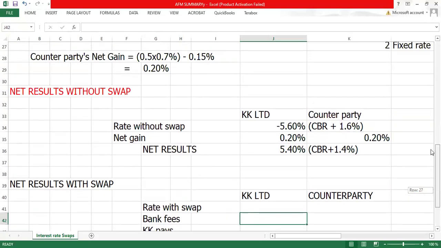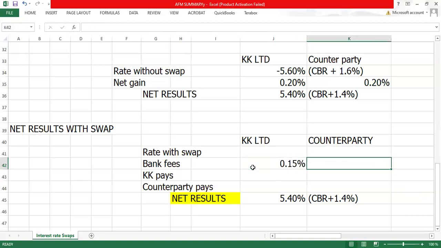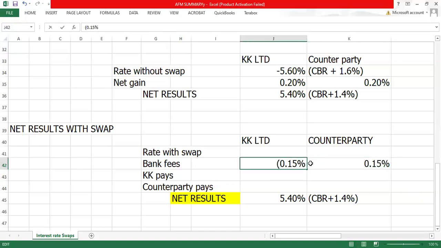Someone to remind me, what was our banker fee? How much did the banker charge KK? How much did the banker charge? It was the same, eh? It was 15 basis points, 0.15, so even here 0.15. Remember, this is a cost. So put it in bracket. This is a cost. 0.15 plus 0.15 plus 0.115.